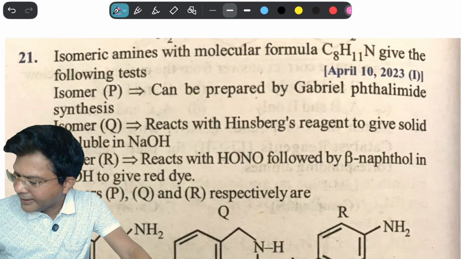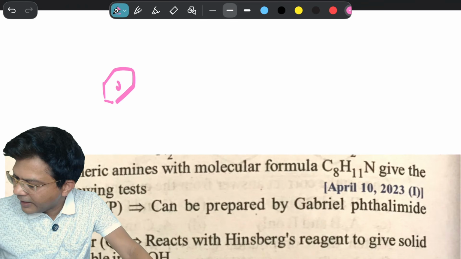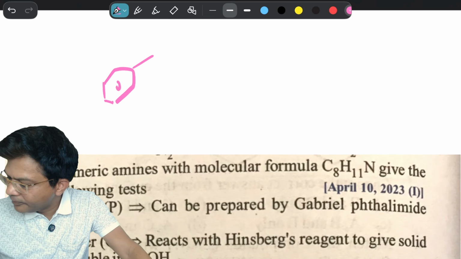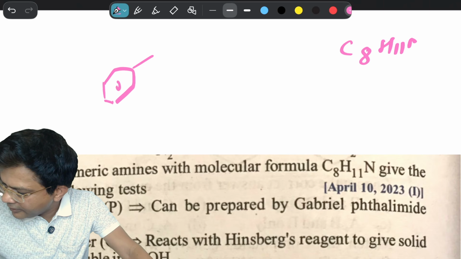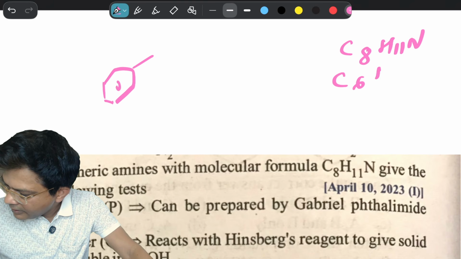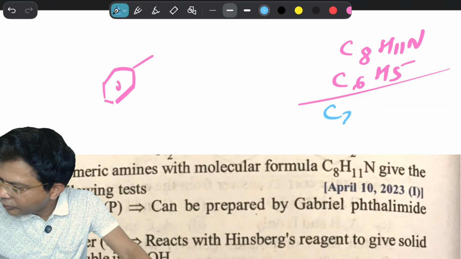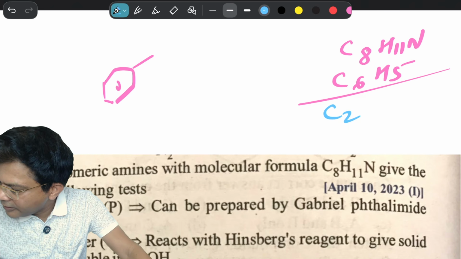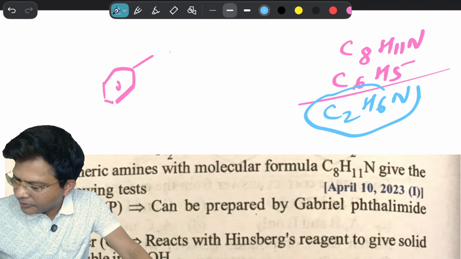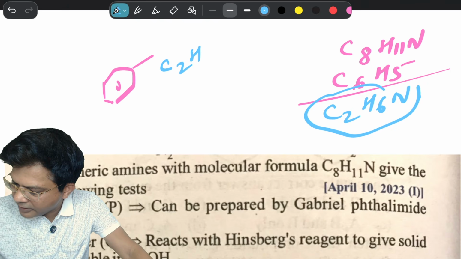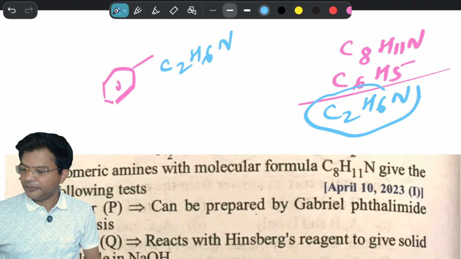So one thing I can get is phenyl, C6H5. I have removed C6H5 from C8H11N. So what is left? C2, 11 minus 5 is 6 hydrogens, and nitrogen. This much is left. That means on this I have to add C2H6 and nitrogen. Now let's see further information, right?